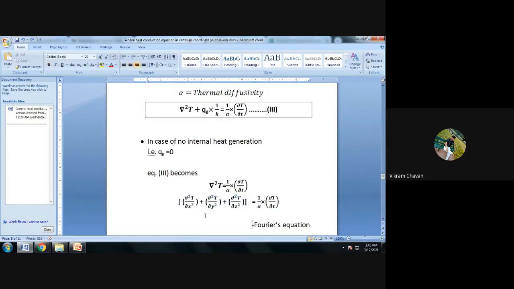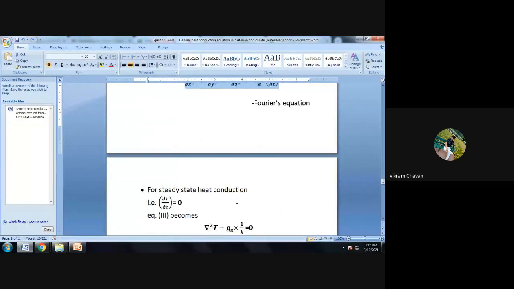That equation will be called Fourier's equation. Remember this case: there is no internal heat generation. In that case we will get Fourier's equation. This is called Fourier's equation. Further, we can deduce this equation into Fourier's law. Next, we have to consider the next form of this general heat conduction equation.